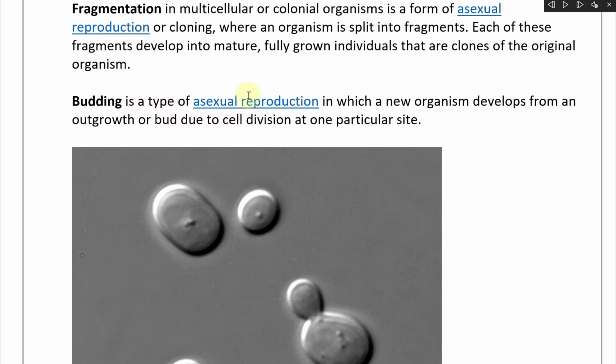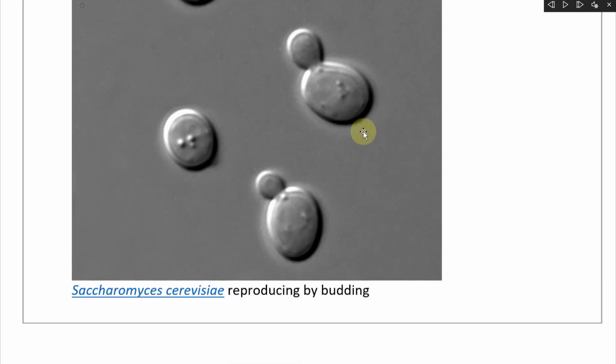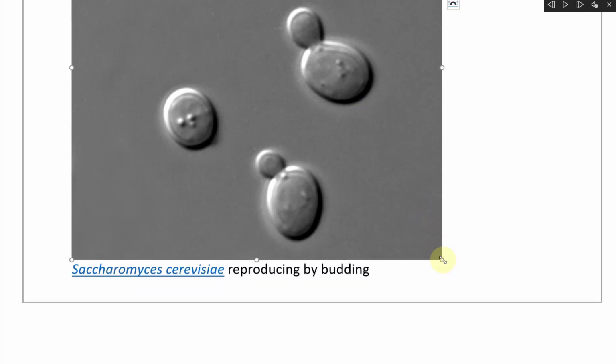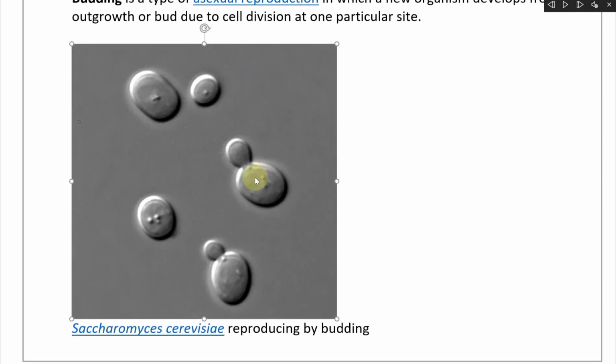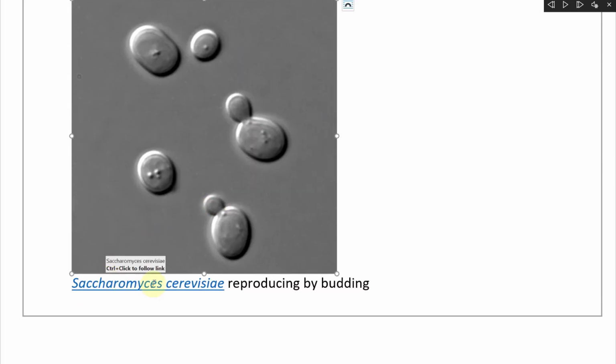Budding is a type of asexual reproduction in which a new organism develops from an outgrowth or bud due to cell division at one particular site. So here is a setup right here. This is Saccharomyces cerevisiae. Let's see how this is pronounced. All right.